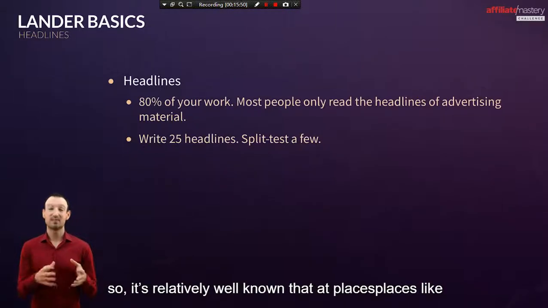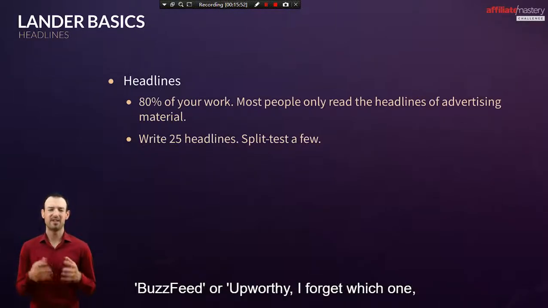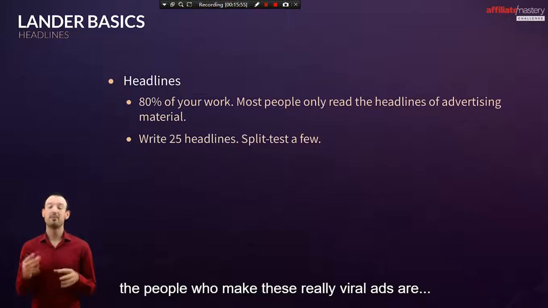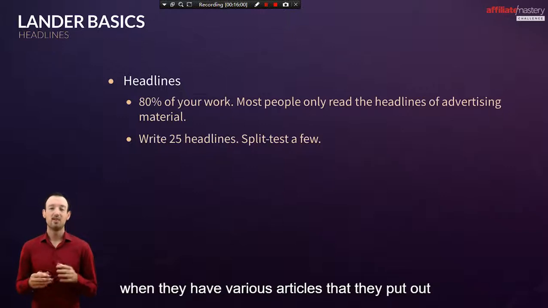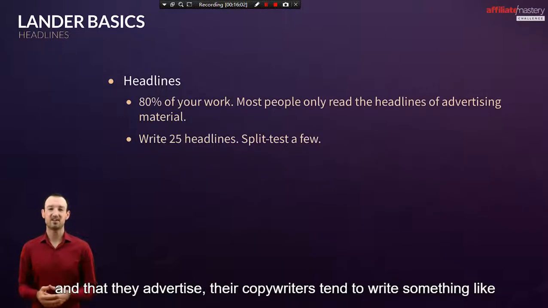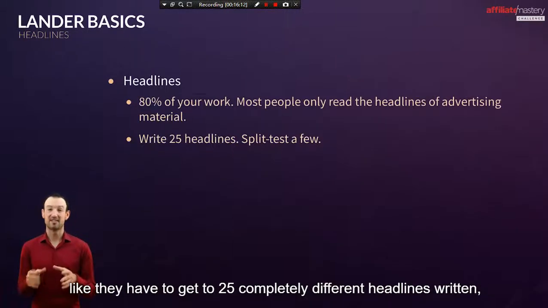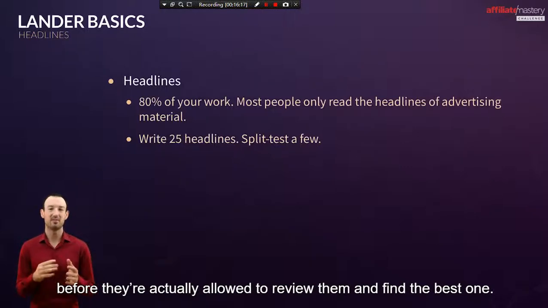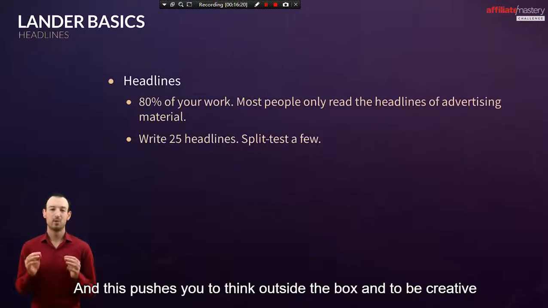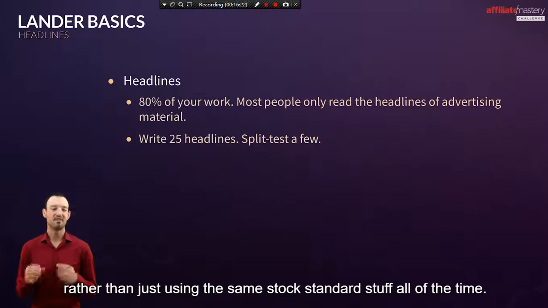It's relatively well known that at places like BuzzFeed or Upworthy, I forget which one, the people who make these really viral or clickbait-heavy ads on Facebook, when they have various articles that they put out and advertise, their copywriters tend to write something like 20 to 30 different headlines for a single article. They have to get to 25 completely different headlines written before they're allowed to review them and find the best one. This pushes you to think outside the box and be creative rather than just using the same stock standard stuff all the time.